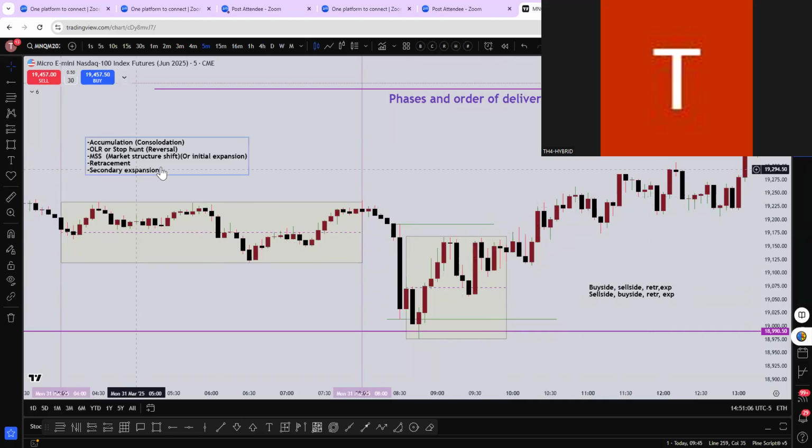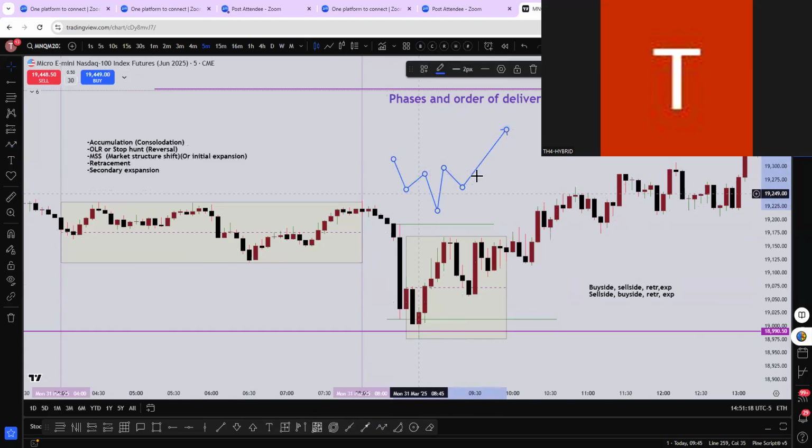The next part is the secondary expansion, which is all this to finish this leg. So this fractal now starts to become a little more familiar. Each piece is a necessary piece to move the market and book it up or down. So accumulation, OLR, market structure shift, retracement, expansion.